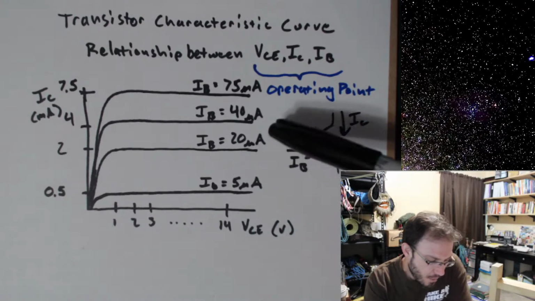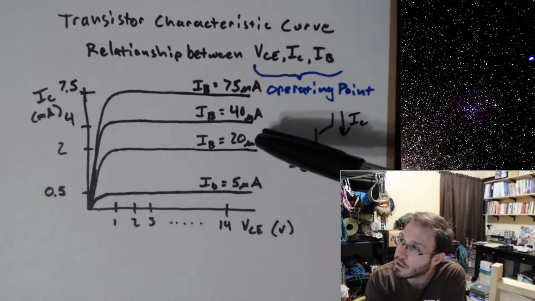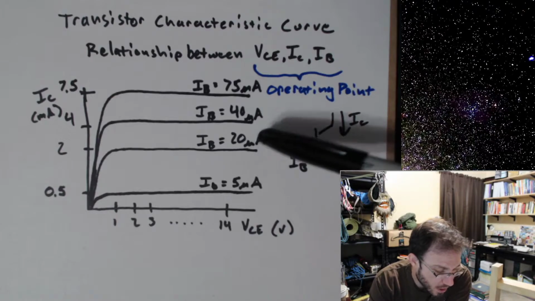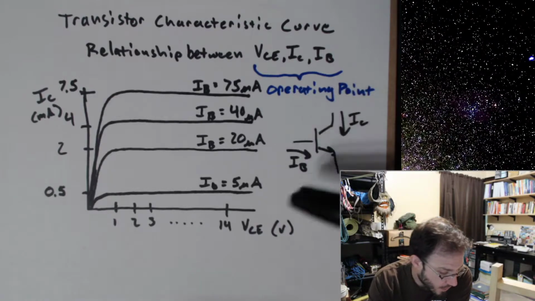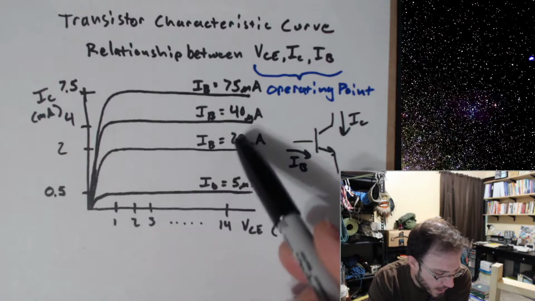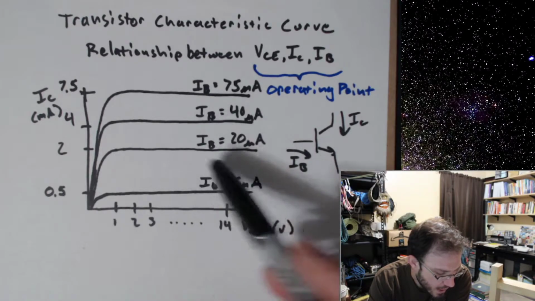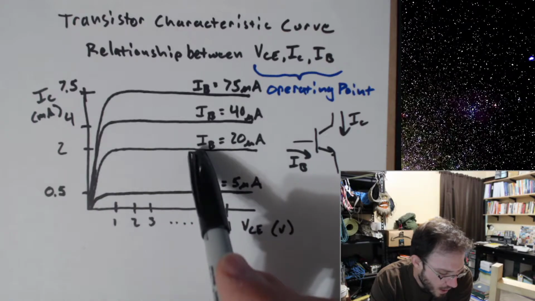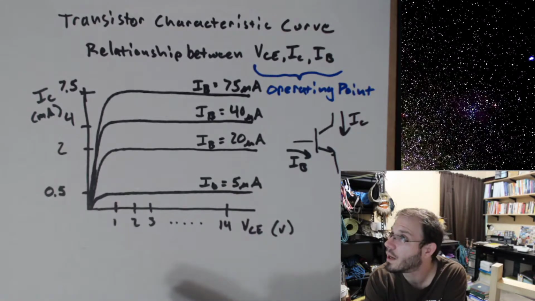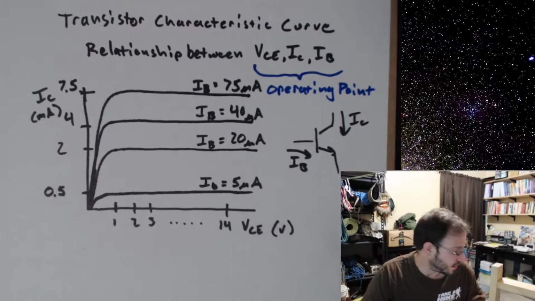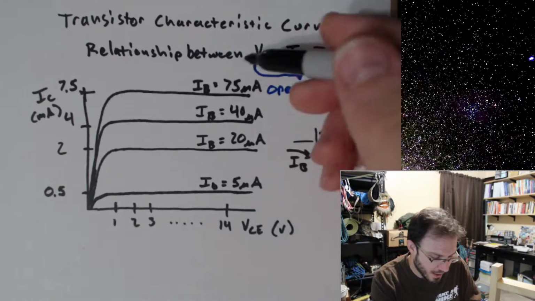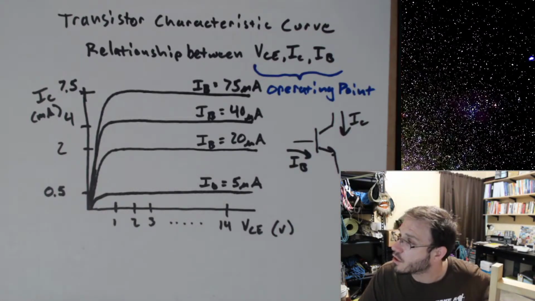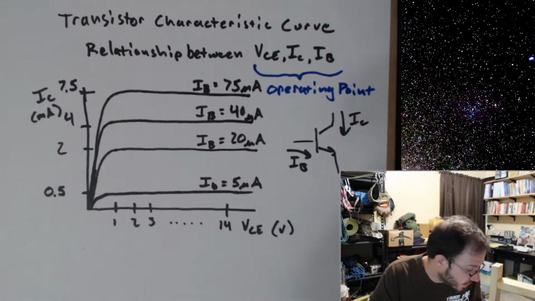If you didn't have a curve for a specific base current, like let's say 30 microamps, you can interpolate between these two and see, oh, at about halfway I expect it to perform like the one below it and the one above it. And so this ends up being the entire set of characteristics for a given transistor.